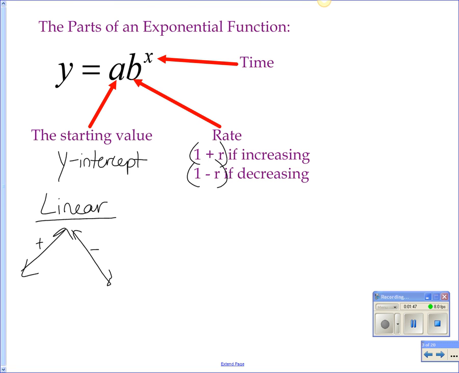What's the formula for linear? Good. Y equals mx plus b. Okay, and then there's one more word I'm looking for that goes with linear. Anybody? One more word that goes with linear. Good. Thank you. Constant. So linear is a constant rate.